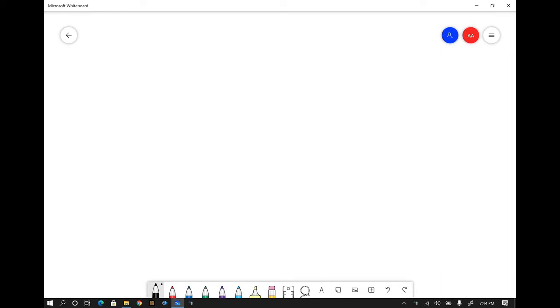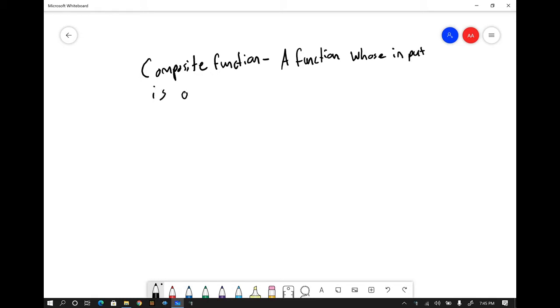Alright, so before we get into the chain rule, we first need to address what a composite function is. And a composite function is just a function whose input is another function. So that just means that it's a function within a function. Let's look at an example of this.